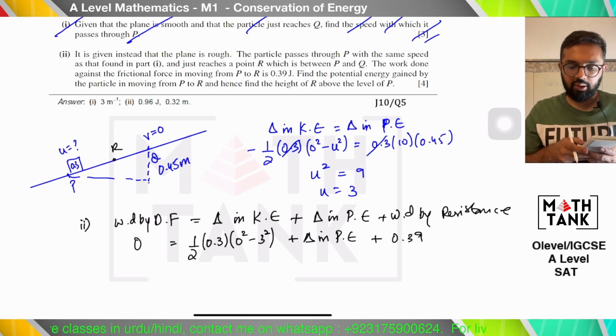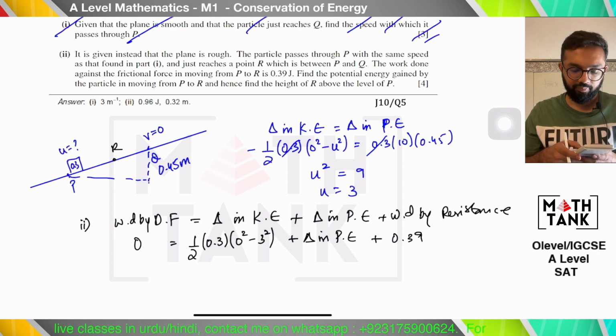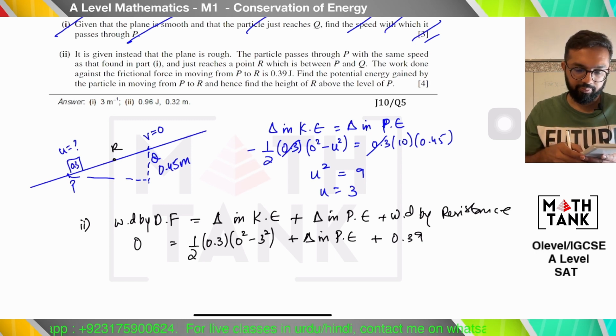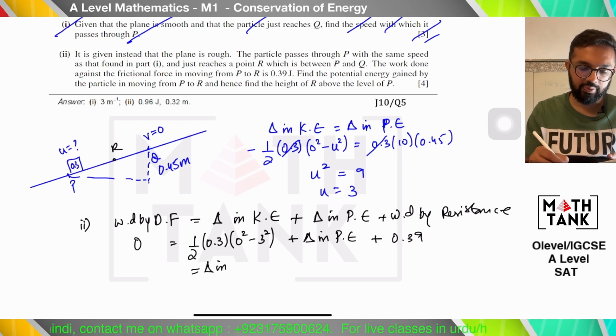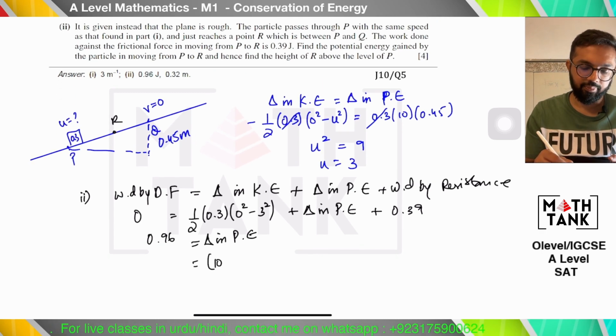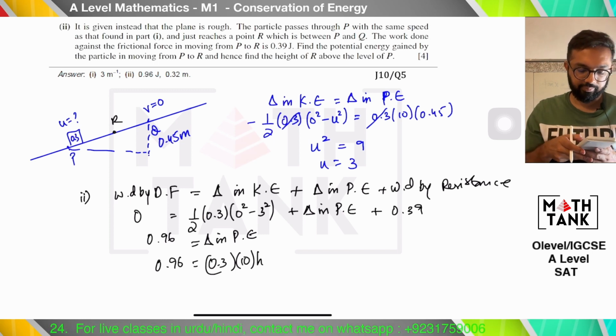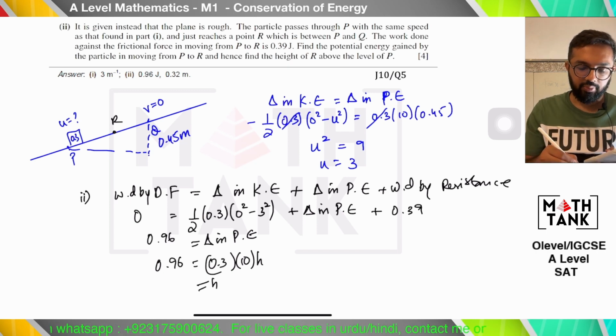So the change in PE is 0.3 divided by 2 into (minus 9), 0.3 divided by 2 into minus 9, plus 0.39. So the change in PE is 0.96. mgh, and h equals 0.32.